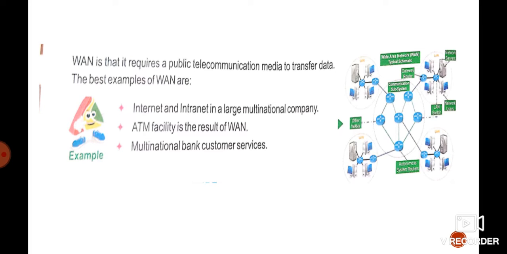Okay, see, other examples of WAN. Another example of WAN is the connection of multinational companies, and then connection between internet and intranet. And ATM facility: WAN is used here in ATM systems. It is an example of WAN. And national bank services, these all are examples of WAN, where the network is spread beyond the city.